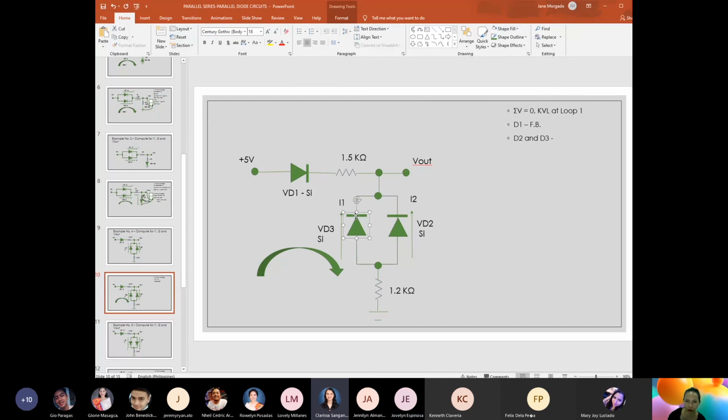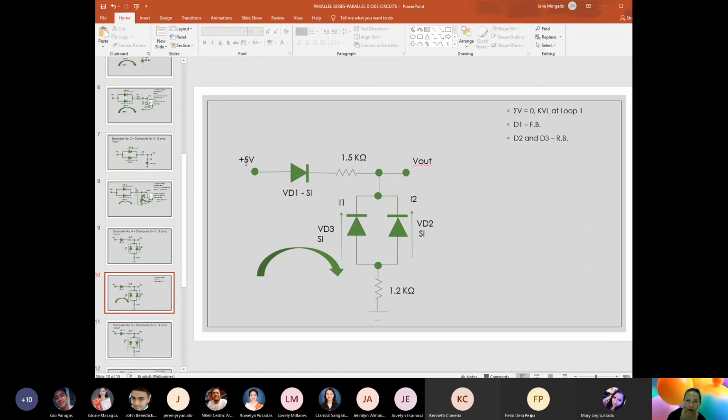Ano ba tong parallel lines na to? Negative to negative. Okay? Negative connected to the positive. This is positive. This is reverse. So therefore, this is reverse. Okay? Dapat maliwanag sa atin yan, ha?